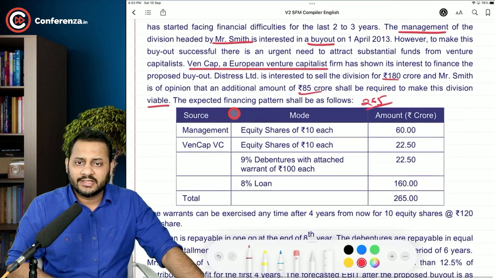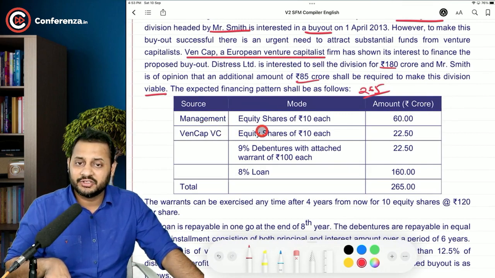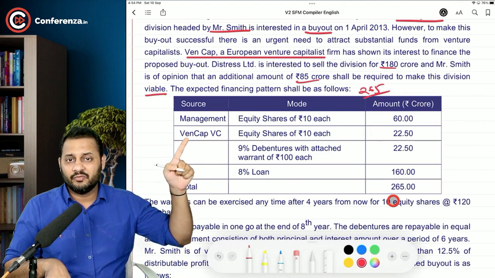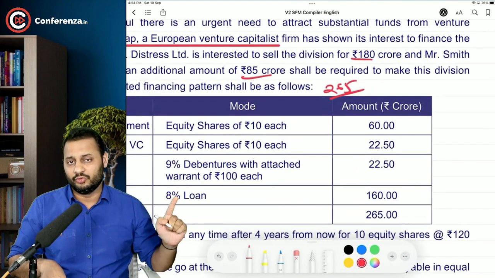Simple. So the expected financing pattern shall be as follows. The management will buy equity shares in the new company of rupees 10 each, worth 60 crore. Vencap will also take equity shares worth 22.5 crore. Vencap will also provide 9% debentures worth 22.5 crore, and the balance as an 8% loan of 160 crore. In total, this 265 crore rupees will be funded in such a structure. So Vencap will have three types of instrument in the company: equity share, debentures and loan.